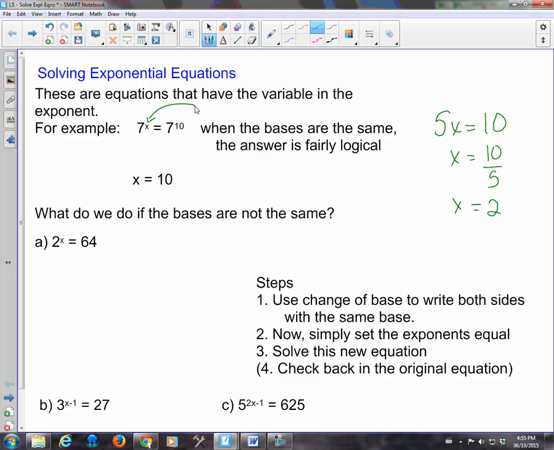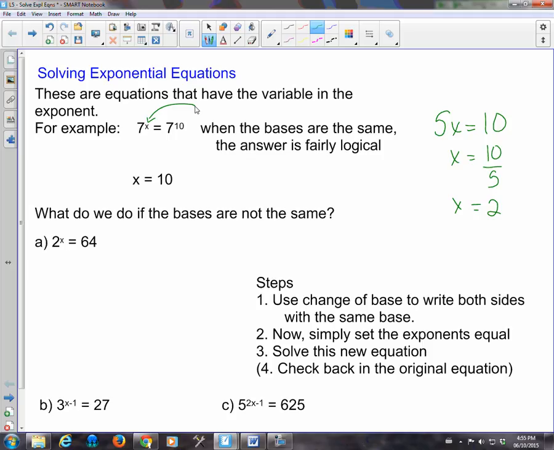However, if the bases are not the same, it's not quite so logical, which is why we did the whole change of base thing. So we're going to change the bases so they're the same, and once the bases are the same, then we can assume the exponents are equal.